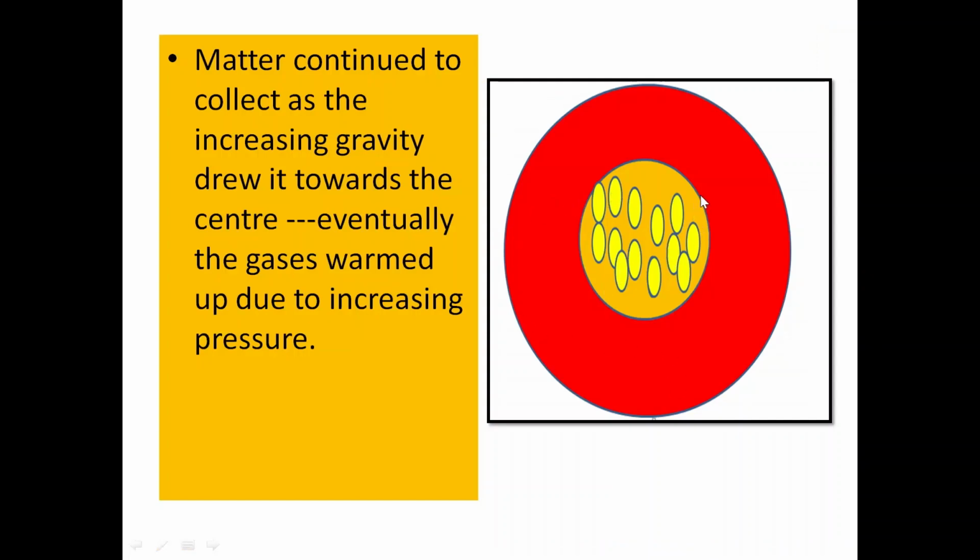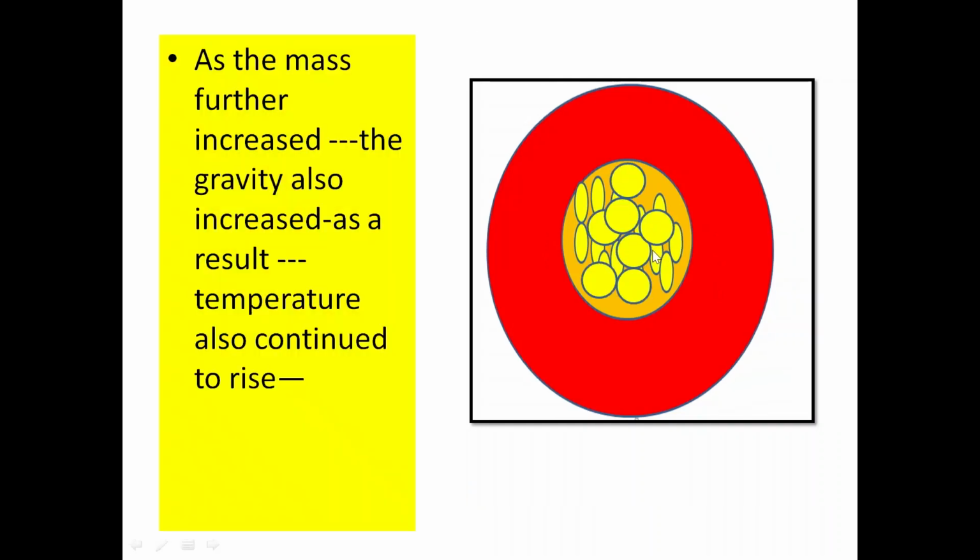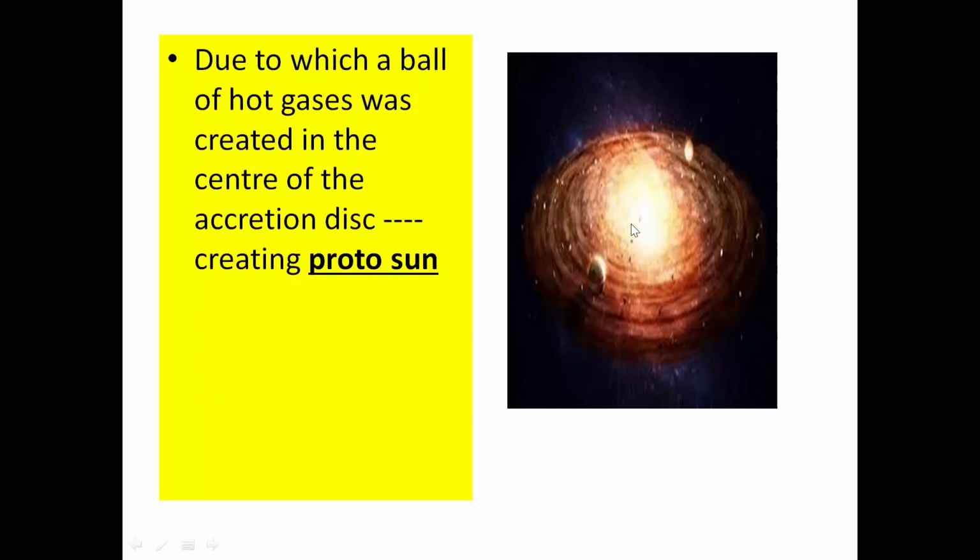Then what happened? We know that in the center of the nebula there was a lot of gravity, and the matter continued to collect in the center, as you can see in the picture. More mass, more pressure, and more pressure led to a rise in temperature. There was a further increase in the mass in the center of the nebula, which ultimately led to an increase in gravity, pressure, and temperature. Due to this, a ball of hot gases was created in the center of the accretion disk, known as the protosun, which later developed into our sun.